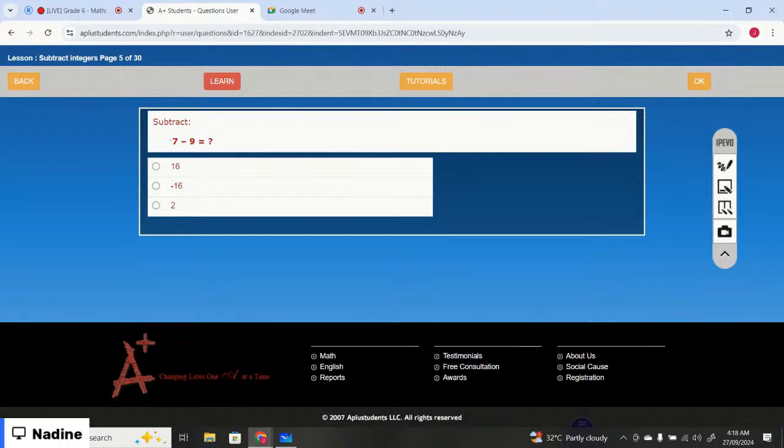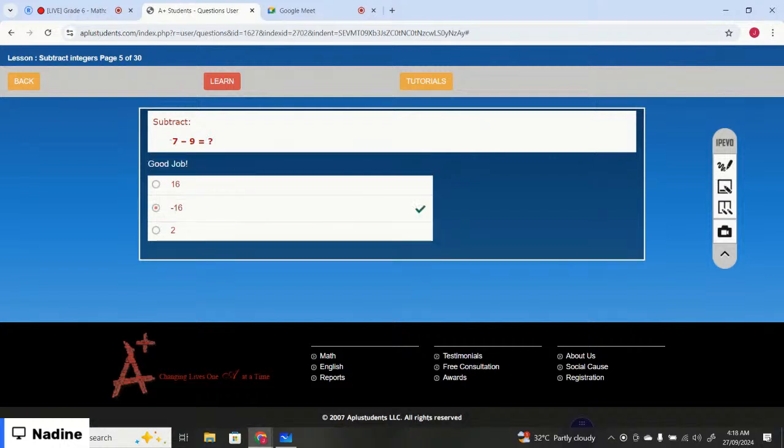Negative 7 minus 9 equals, negative 7 and negative 9 equals negative 16. Option number 2 is the correct option. Very good.